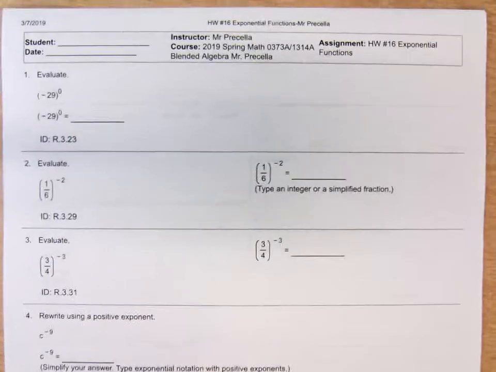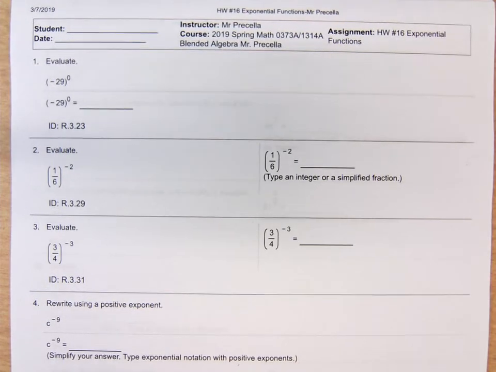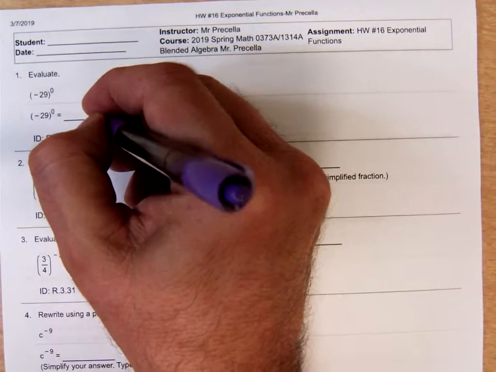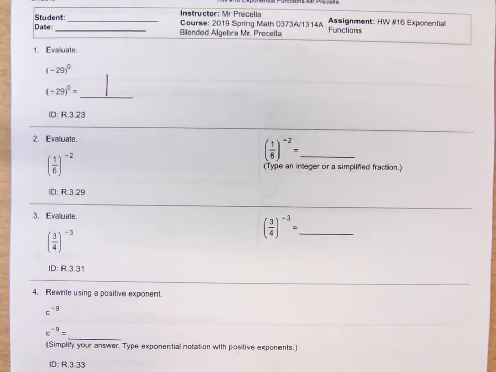So on problem number 1, it says negative 29 to the zero power. Well, anything to the zero power is a 1, so the answer is just 1. Right?